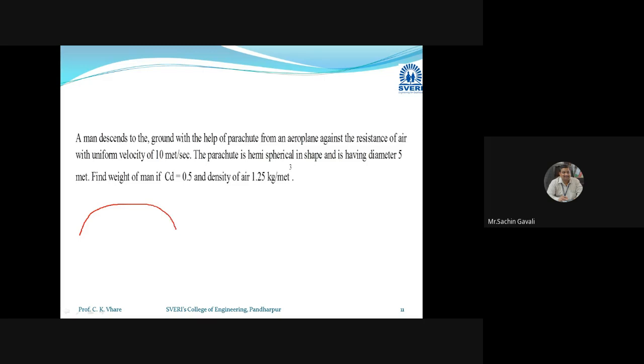So this is a parachute. Let us consider this as a parachute and our man shown here.